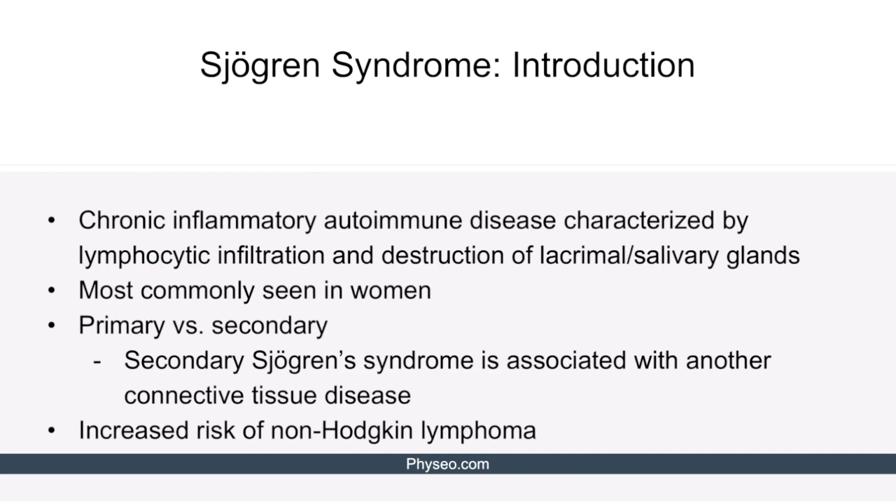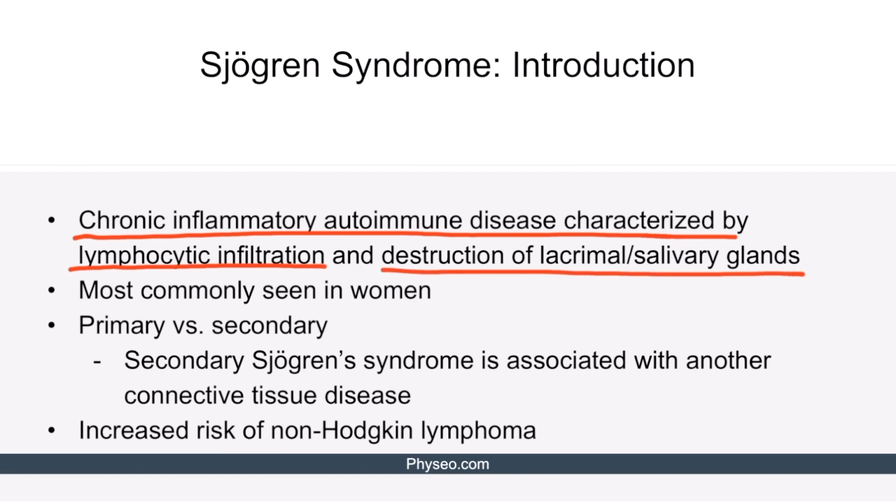Sjögren syndrome is a chronic inflammatory autoimmune disease characterized by lymphocytic infiltration and destruction of the lacrimal and salivary glands. It is most commonly seen in women. There is primary and secondary Sjögren syndrome. Secondary Sjögren syndrome is associated with a connective tissue disease like rheumatoid arthritis, systemic sclerosis, lupus, or polymyositis. Patients with Sjögren syndrome have increased risk of non-Hodgkin lymphoma.